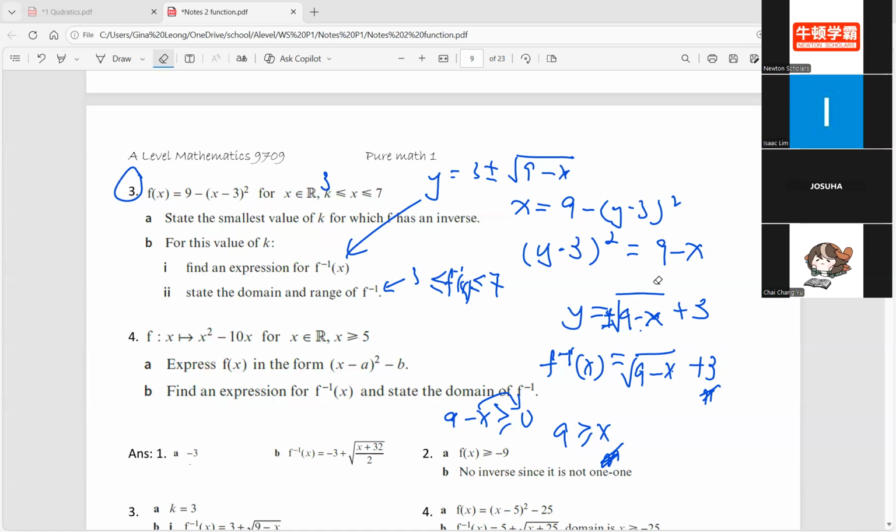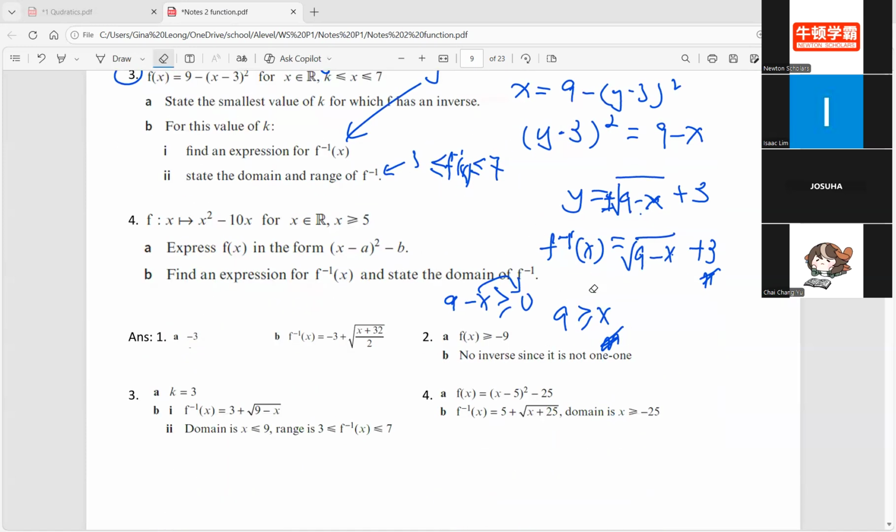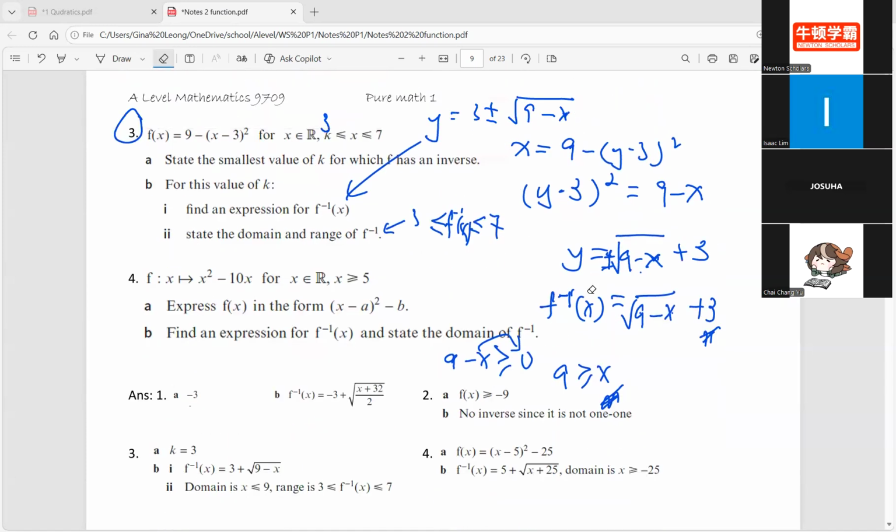You ignored the negative, you need to know why. Yes, yes. And the way you write it is not correct actually. You see, why did you get negative 7? Why did you get negative 7?